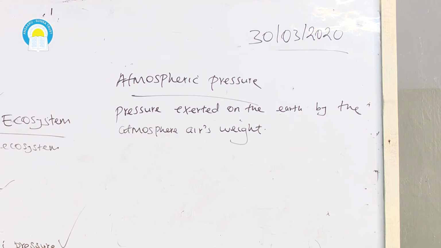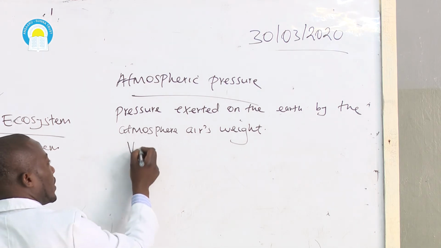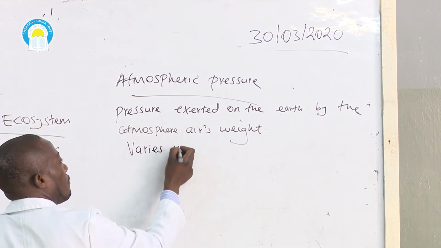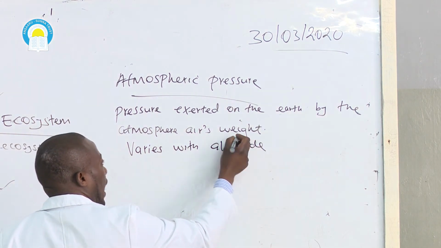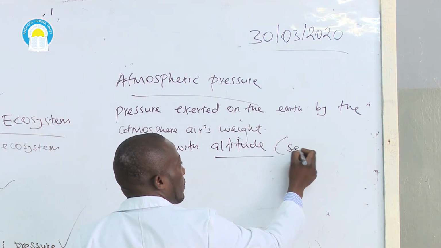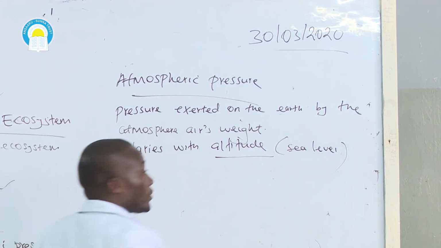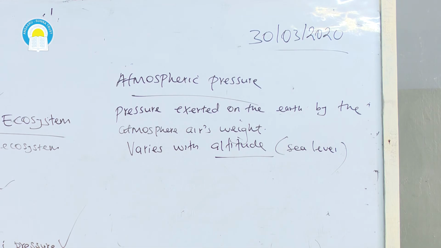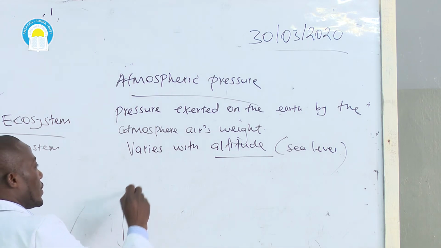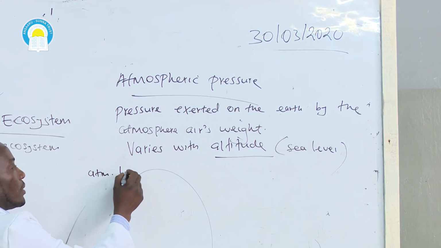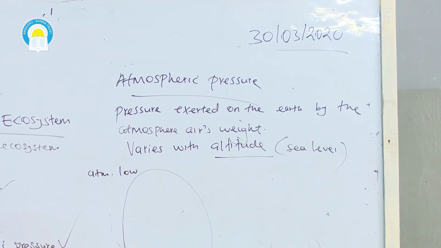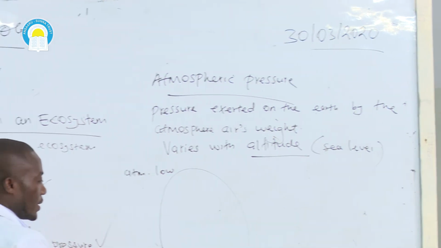The atmospheric pressure normally varies with altitude. Altitude is the height above sea level. If I can give an example, this is a mountainous area. The atmospheric pressure here is low. Down here, the atmospheric pressure is high.